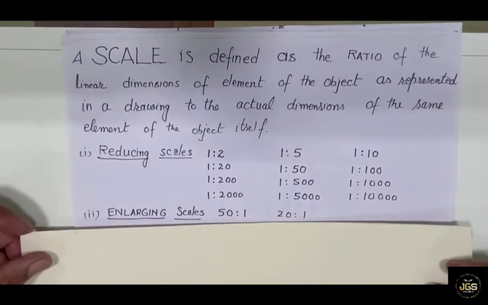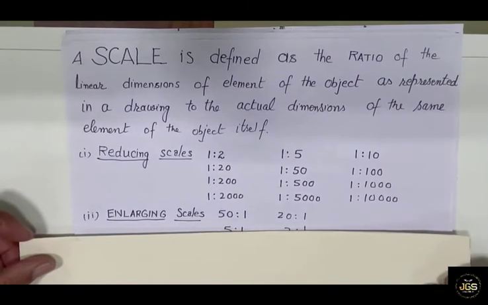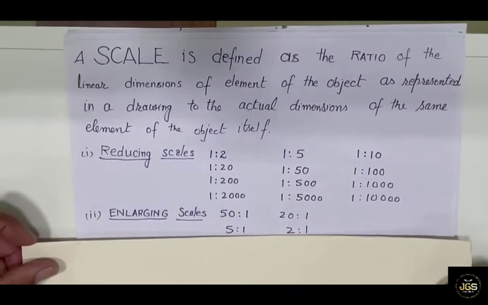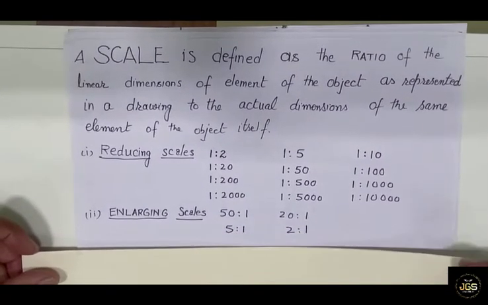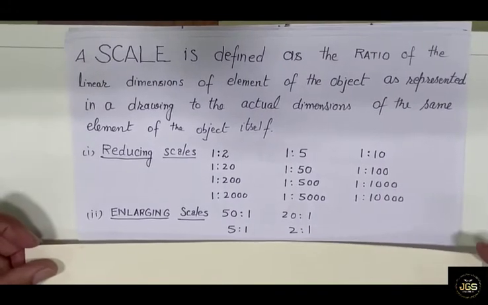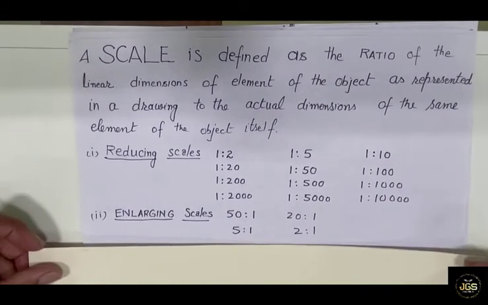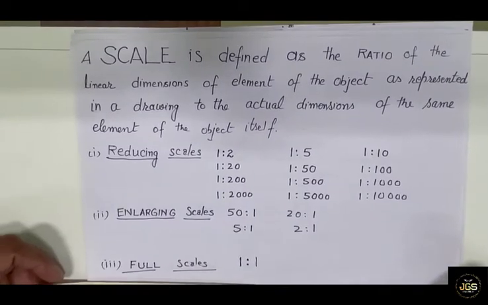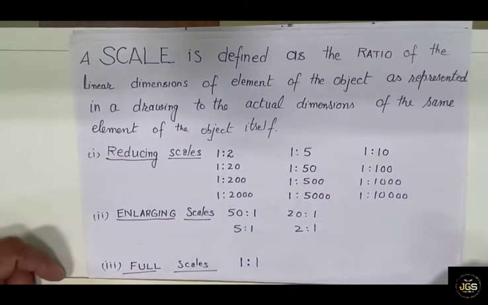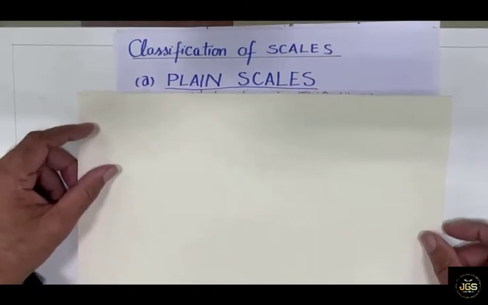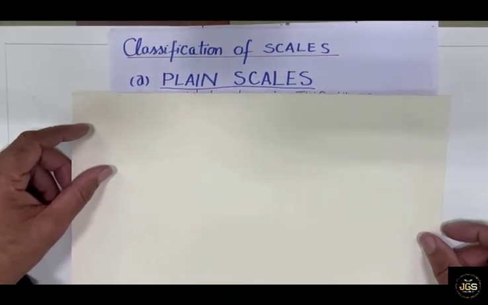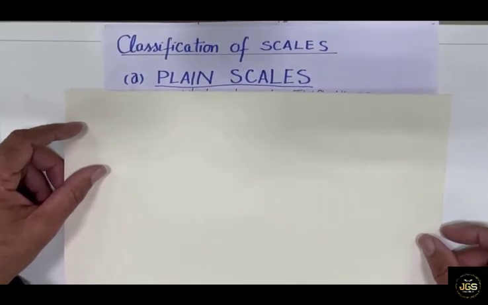For enlarging scales, now you can see over here 50:1, 5:1, 20:1, 2:1. Then full scale 1:1. Classification of scales: plane scales and diagonal scales.